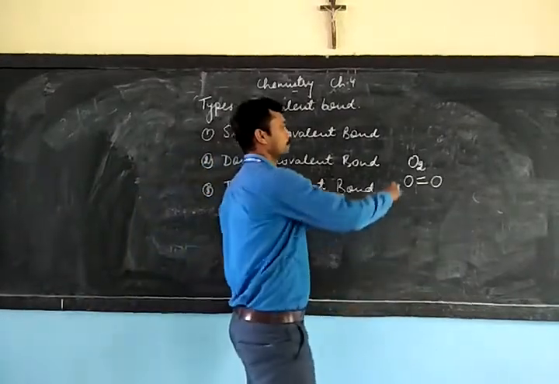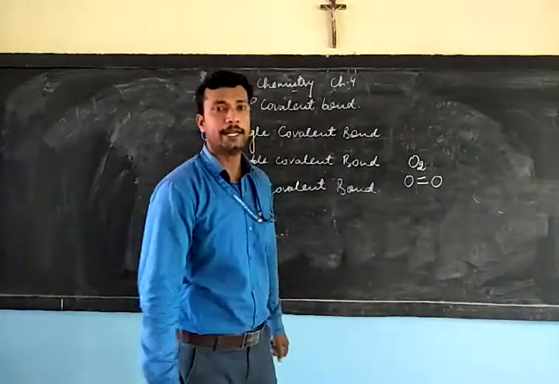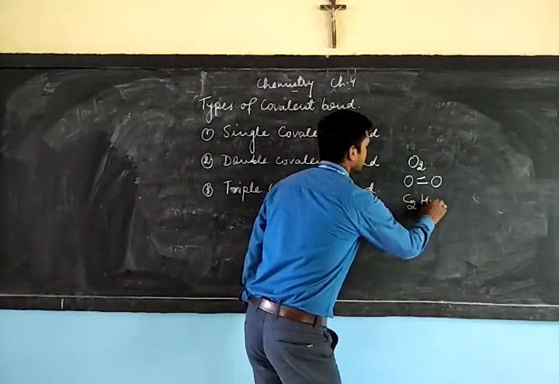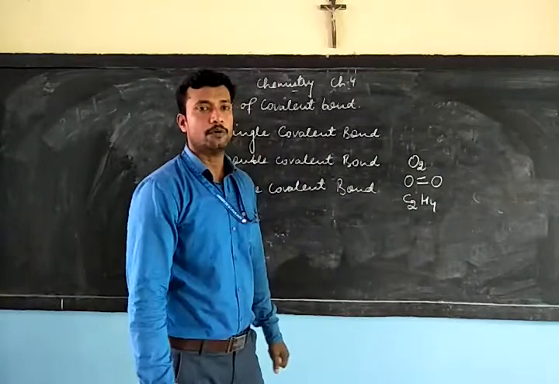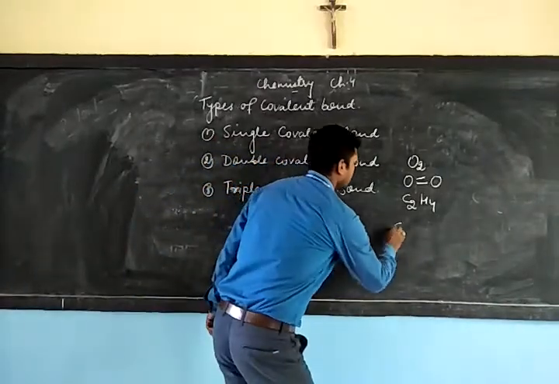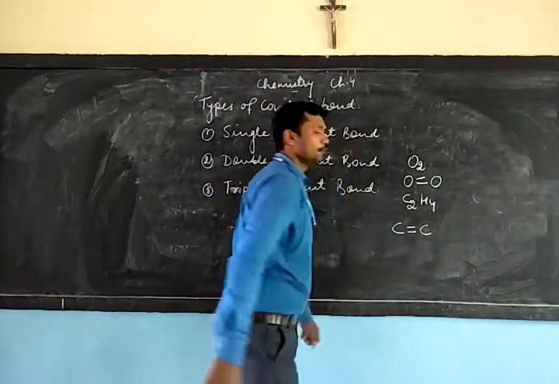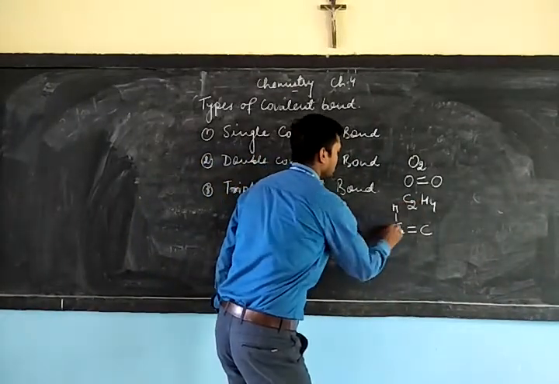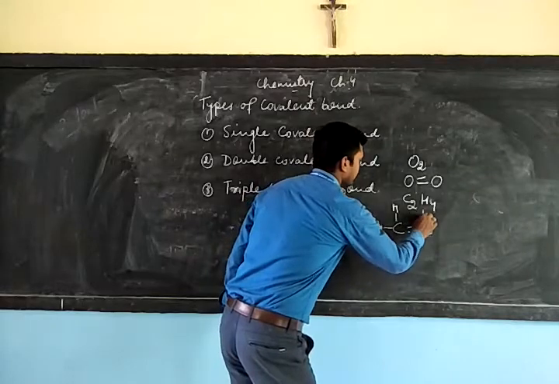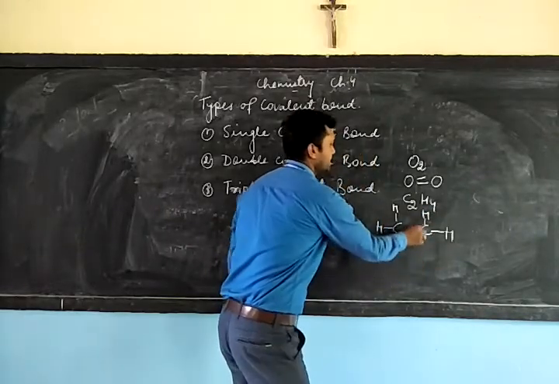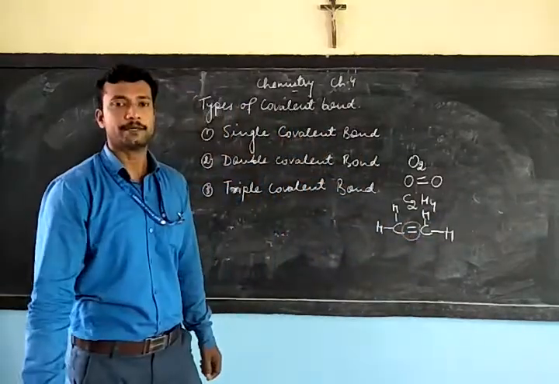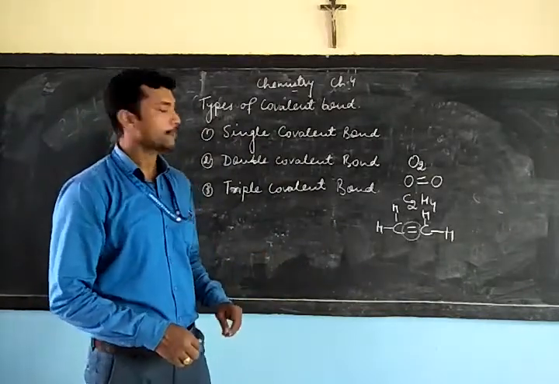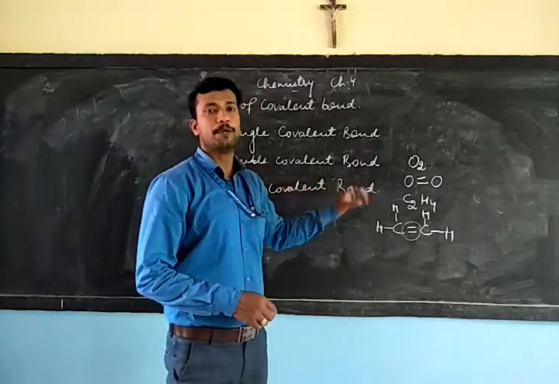Another example of a molecule containing double bonds is C2H4, that is the ethene molecule, and you find the double bond between two carbon atoms surrounded by 4 hydrogen atoms this way. You can see there is a double bond between the 2 carbon atoms. We have this as an example of double covalent bond. Let us now see about triple covalent bond.